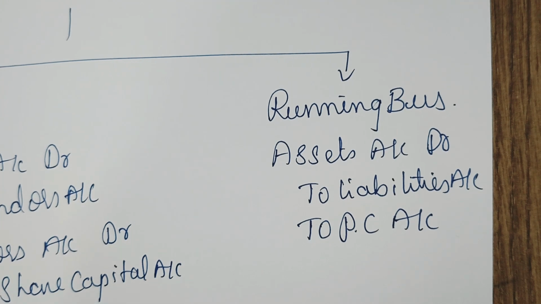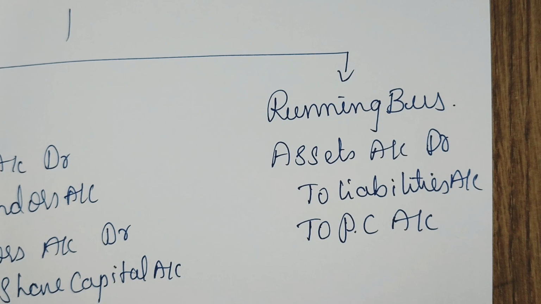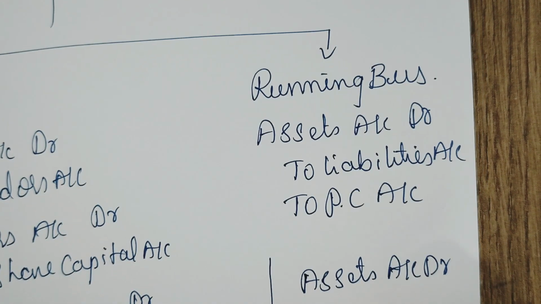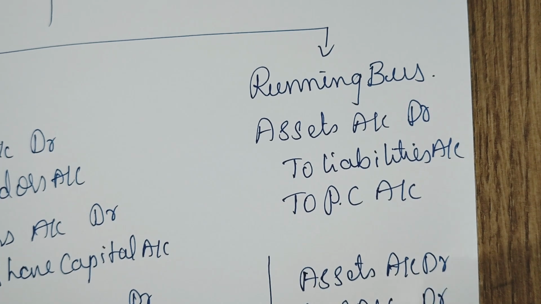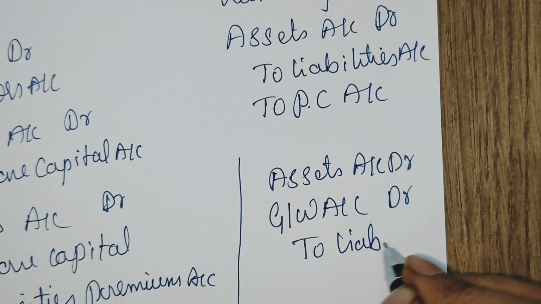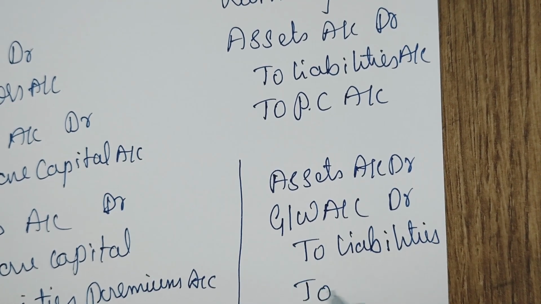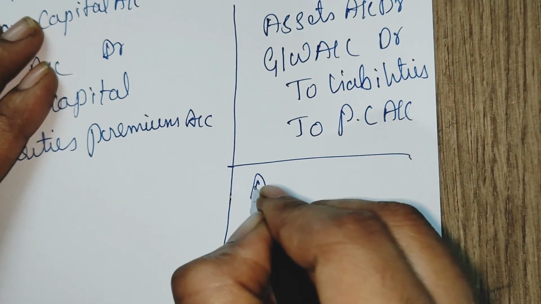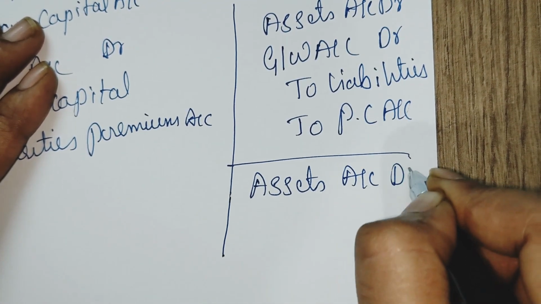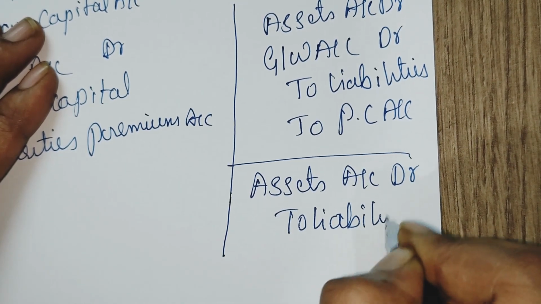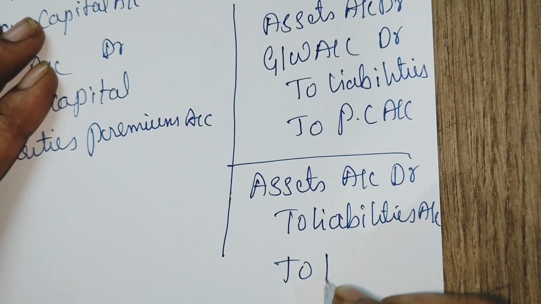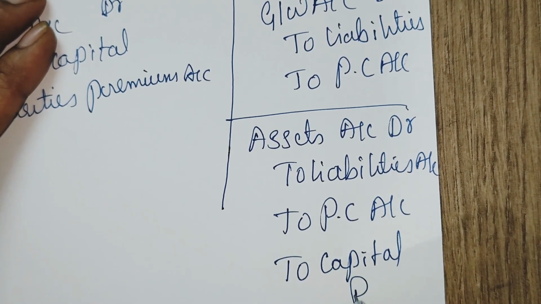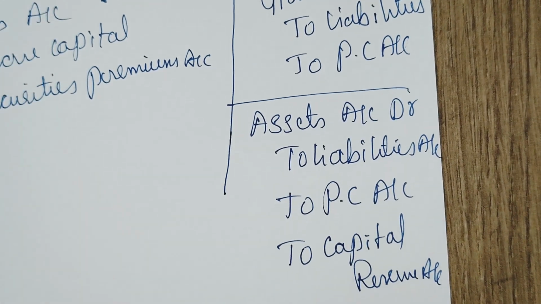Now, in case you have received excess, meaning profit on the business sold, then how are you recording that entry? See here: asset account debtor, goodwill account debtor, to liabilities account, to purchase consideration account. This is in case of profit. In case of loss, what will you do? The entry is asset account debtor, to liabilities account, to purchase consideration account, to capital reserve account in case of loss. This is the entry.